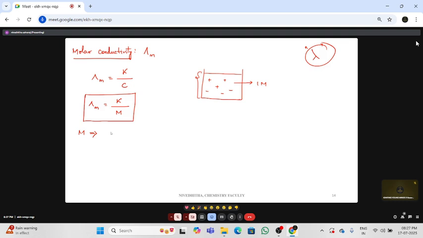What is the unit of molarity? What is the formula of molarity? Number of moles of solute divided by volume of the solution in liters. So the unit of number of moles is mole, and the unit of volume of the solution is liter. So liter I'm going to bring to the numerator. So it is mole per liter. So the unit of molarity is mole per liter, and we know the unit of kappa. What is the unit of kappa?